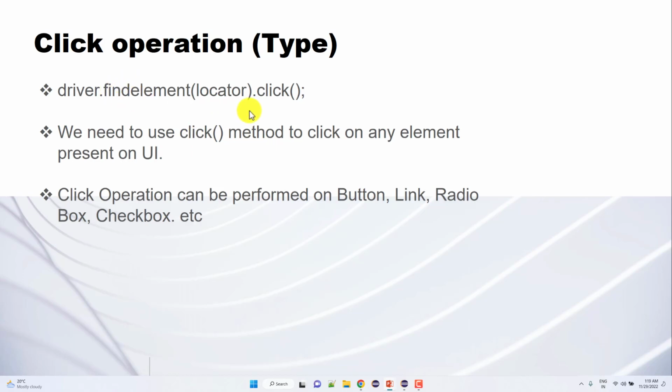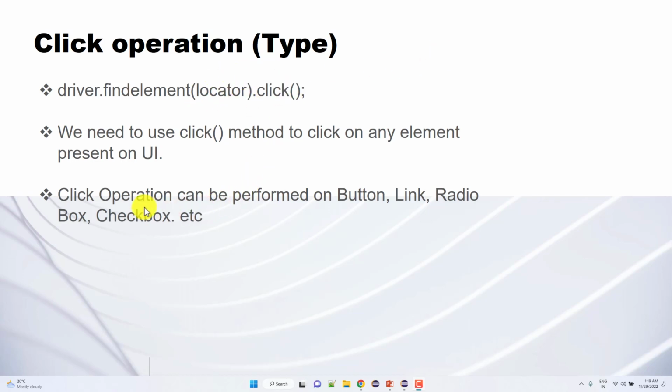Click and SendKeys operations are both the same, meaning the syntax is almost the same. You just have to use the click method instead of the sendKeys method, and this does not take any argument. Just write the click method. So driver dot findElement and locator. Locator means we need to mention the address of that particular button, checkbox or radio button, whatever we want to click. So it will click that particular address.